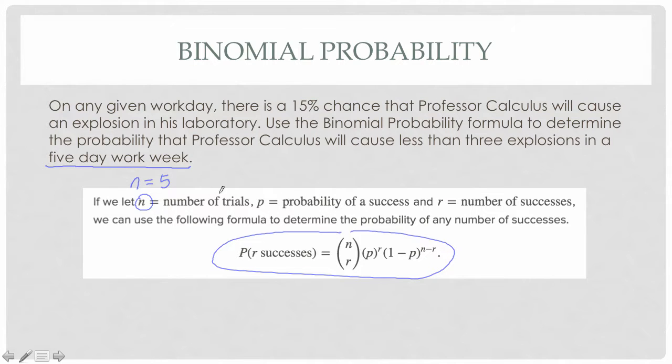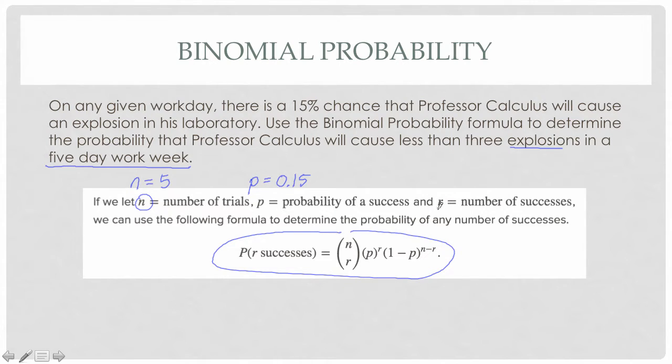All right, so now we got P. P is the probability that we have a success. In this case, we're trying to keep track of how many explosions, right? So in our probability problem, P is going to be 0.15 because that's the probability that an explosion happens. If there's a 15% chance of an explosion, we're going to mark explosion as a success. Not that we really want that, but that's going to be our P equals 0.15.